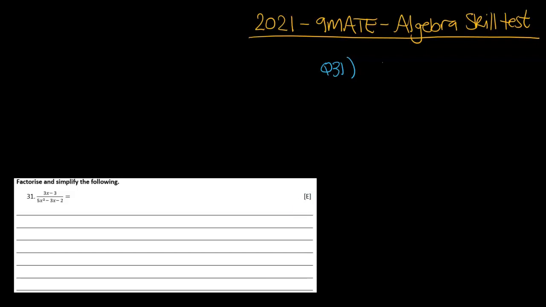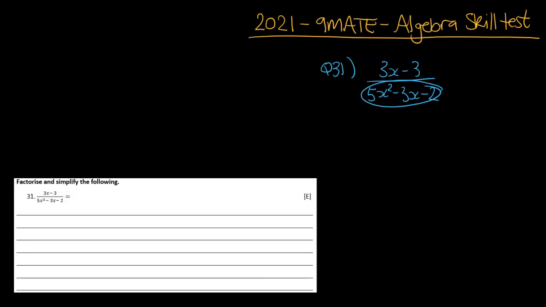I'm going to start just by jotting down the question, 3x minus 3, and then we've got 5x squared minus 3x minus 2. This time around, it looks really messy, but the plan I'm going to use is I can factorize the top. The bottom is a quadratic, so I'm hoping I can factorize that. And once I've done those, hopefully there's some stuff that's going to be cancelling each other out.